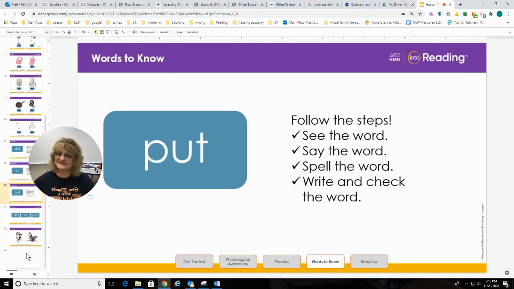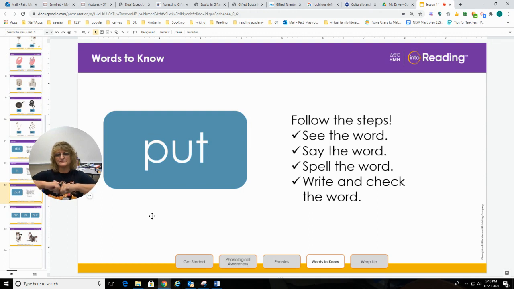And here's our last word to know, and it's the word put. I think I just said that when I said I put my toy in my box. So the word put. P-U-T. Now look up here. There it is. See it? P-U-T. Put. Put. Funny word, isn't it? Put.